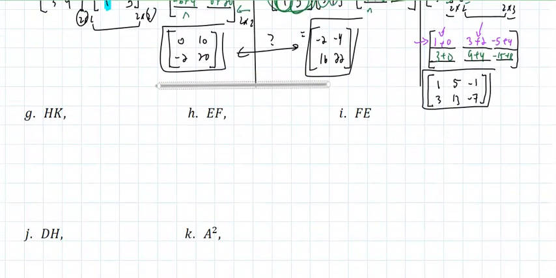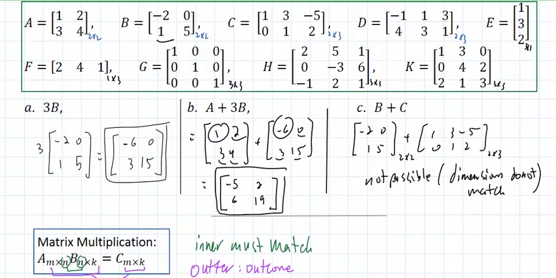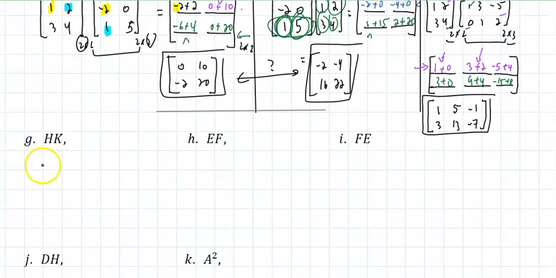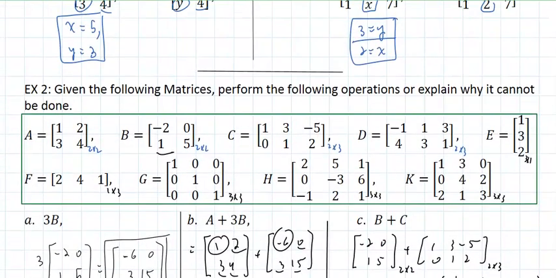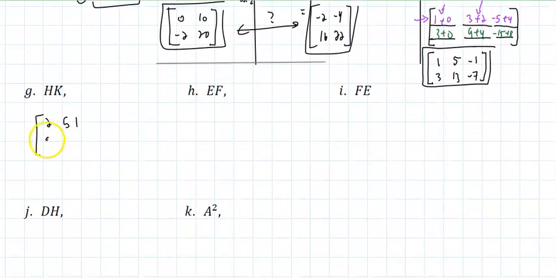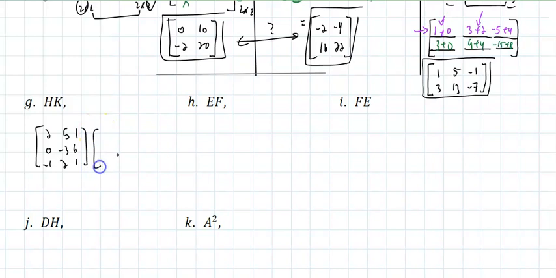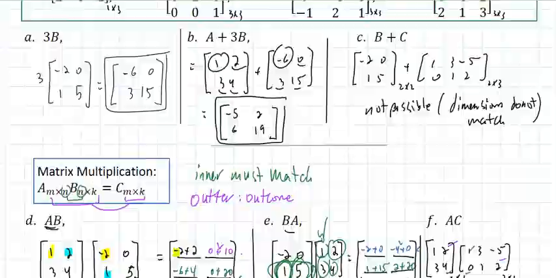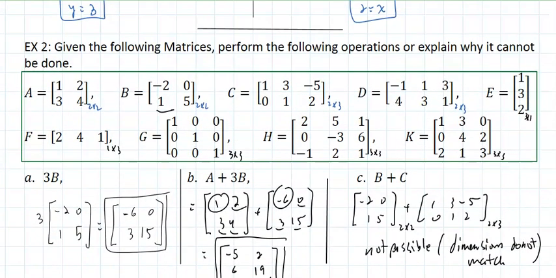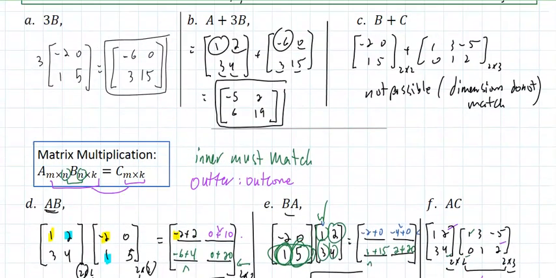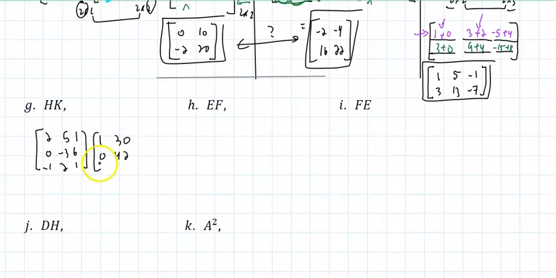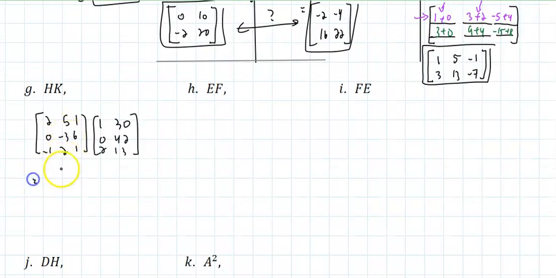Okay. Now, let me look at HK. H is 2, 5, 1; 0, negative 3, 6; and negative 1, 2, 1. K is 1, 3, 0; 0, 4, 2; and 2, 1, 3. Okay. And if I work this out, again, the outcome is going to be a 3 by 3.